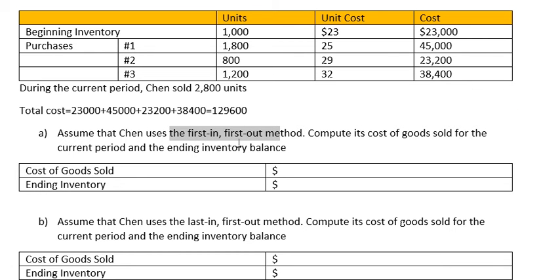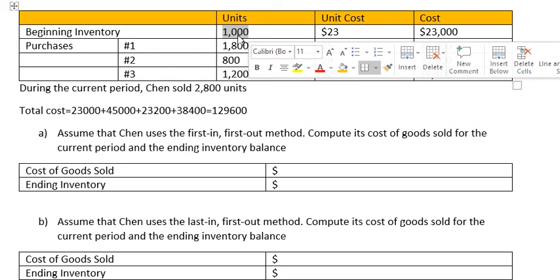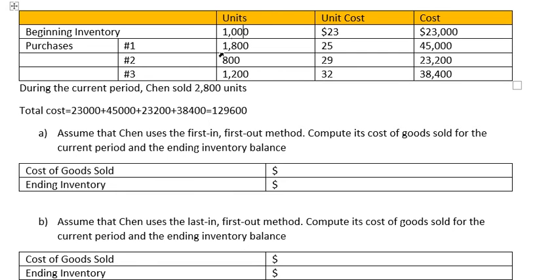The first one we calculate is first in, first out, because Chen sold 2,800 units. If we apply first in, first out, that means the first unit coming will go first. So the first 1,000 will be sold first, and later another 1,800 will go second. First in, first out just sells these units, because the total units is 2,800.